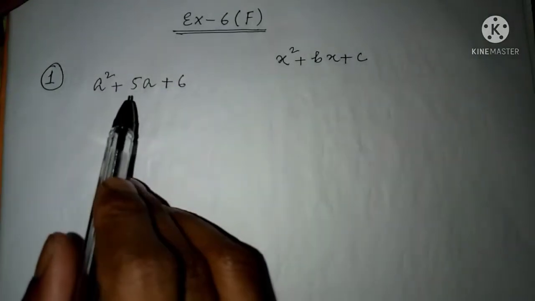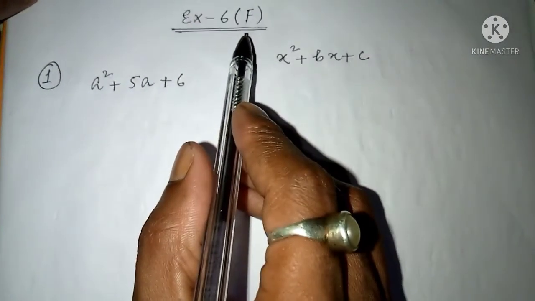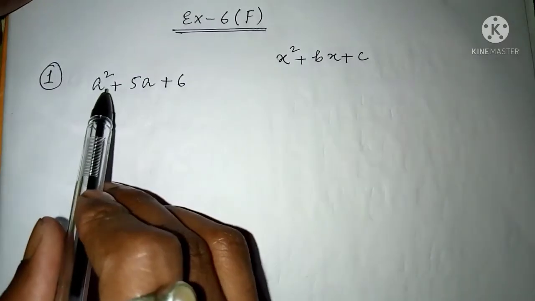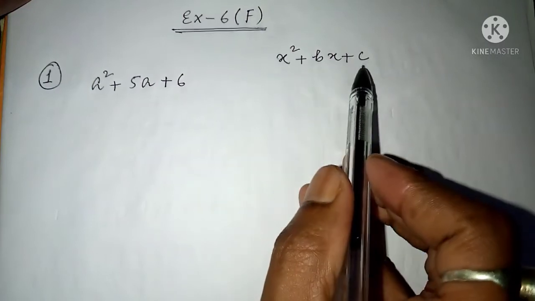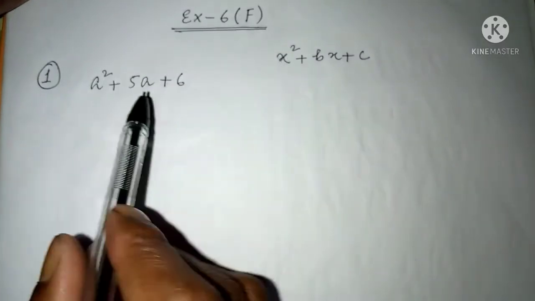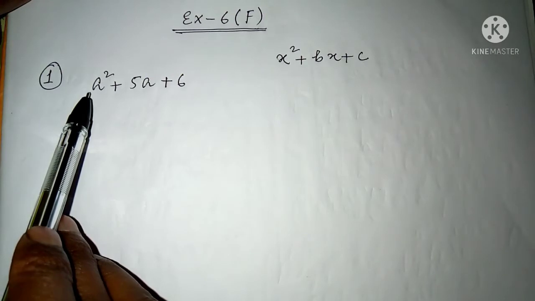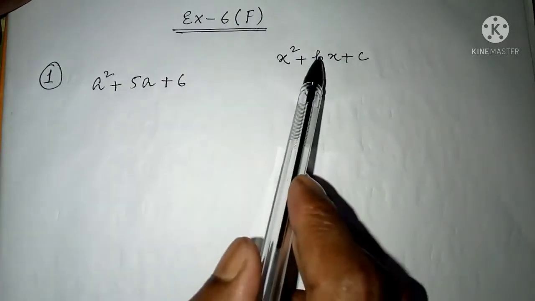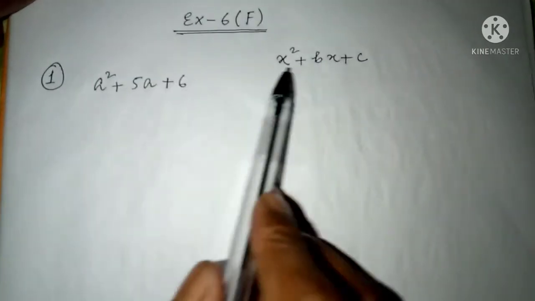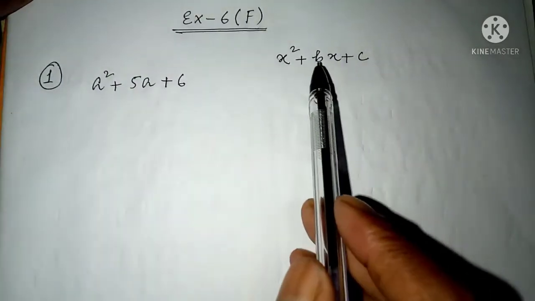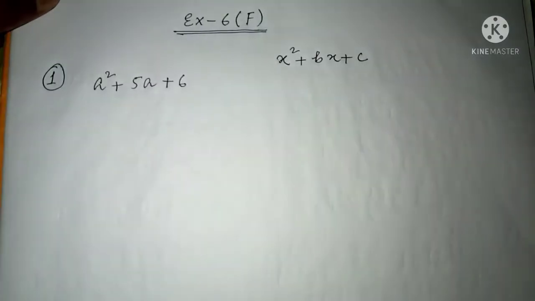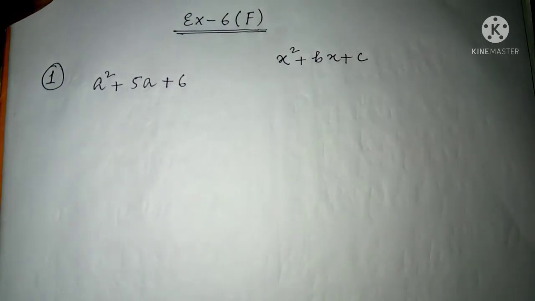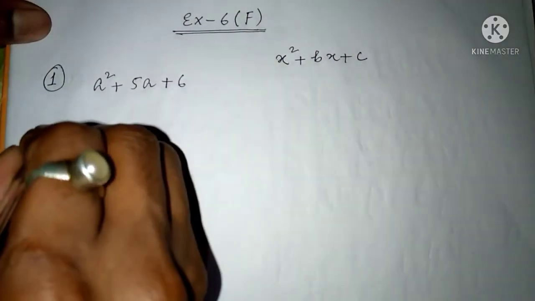See, this is our first question of our exercise, that is 6f, and the question is a square plus 5a plus 6. Now see, this question is of the form x square plus bx plus c. In place of x, I have a here. In place of b, I have 5 here. In place of c, I have 6 here. That means the format remains the same. So when we have these types of trinomials, we have just learned how to factorize. Now see how to factorize this one.